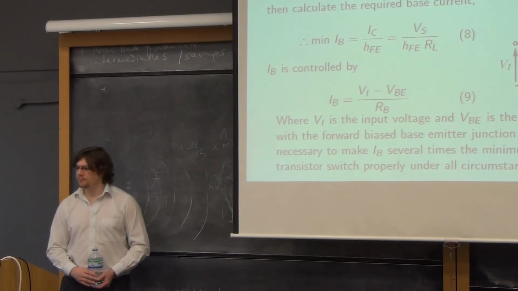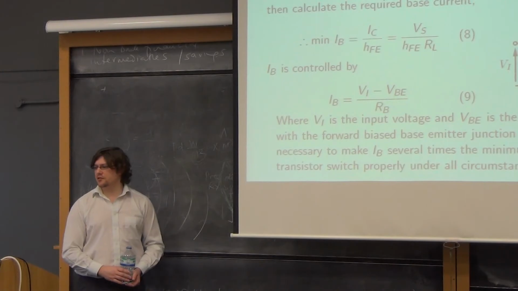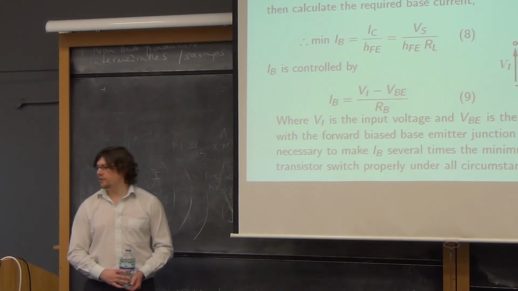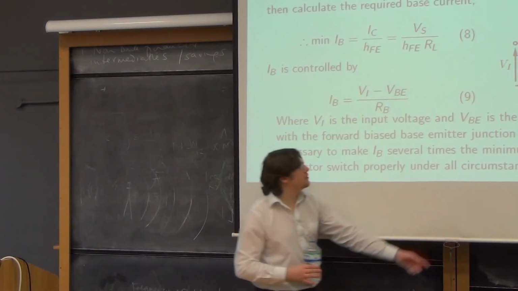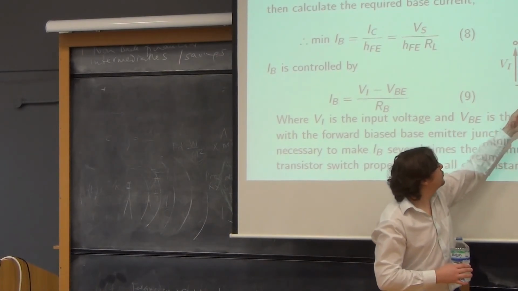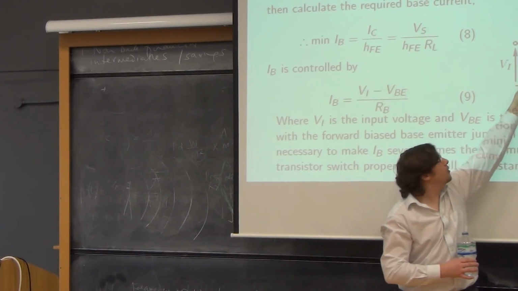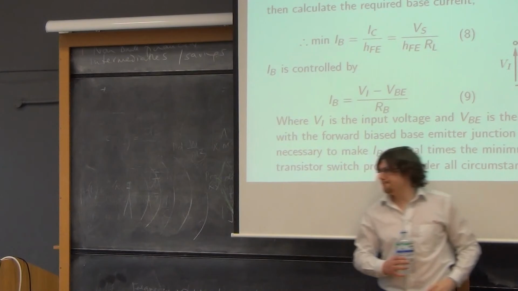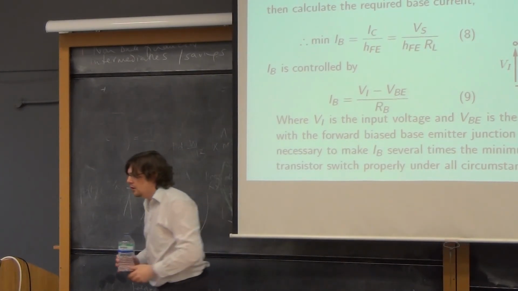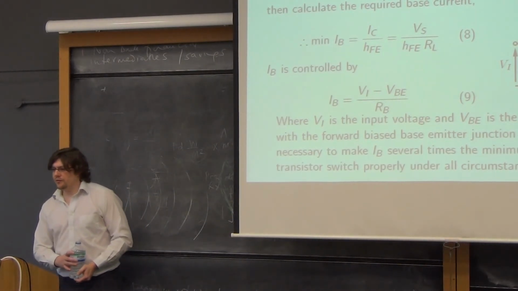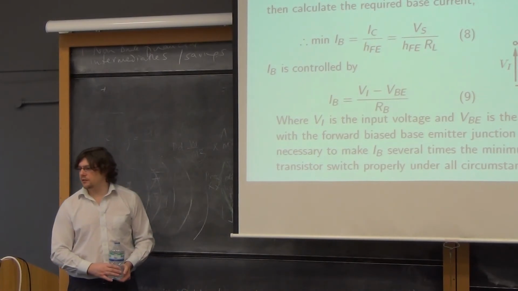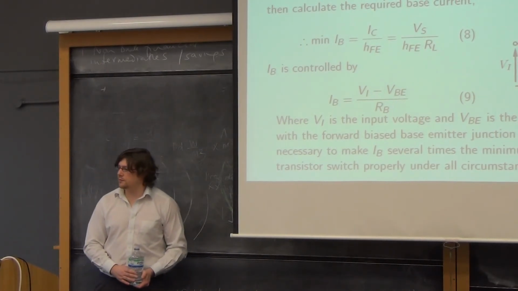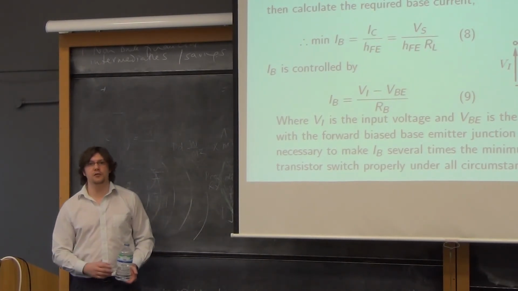And we know that IB is controlled by VI and VBE because if we apply Ohm's law to RB, we'll do VI minus VBE divided by RB gives us the current IB. This is just Ohm's law. Where VI is the input voltage and VBE is the voltage associated with the forward bias base emitter junction, which is usually 0.7 volts.